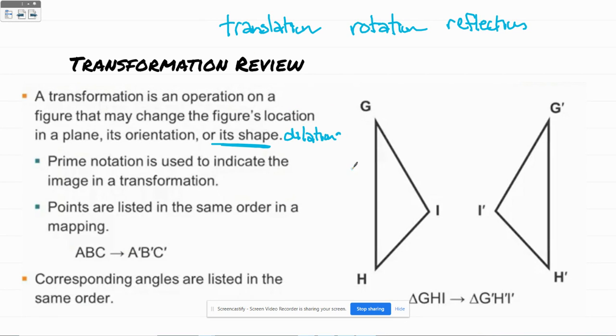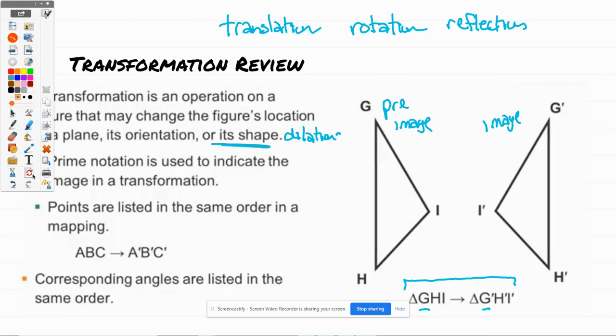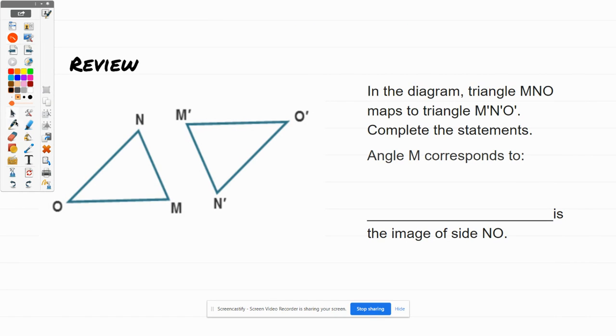When we have an original, we call it the pre-image, and we don't have the prime notation, and the image is the new guy. It has prime notations. And if you remember, the statement tells us lots of things. It tells us how things match up. So G matches with G prime and H with H prime and so on. In this particular example we're looking at, it looks like a flip or a reflection. So let's practice that. A little review here.